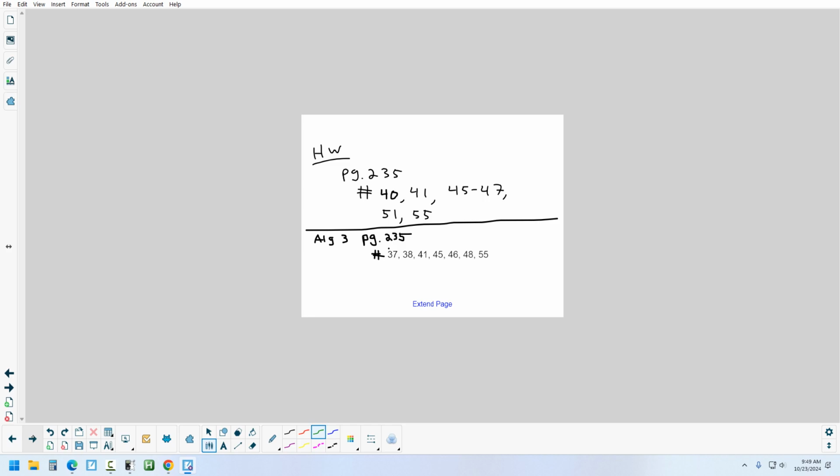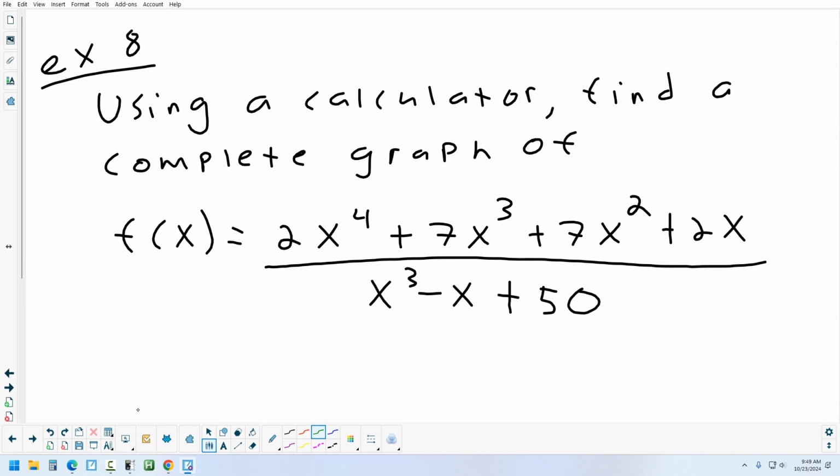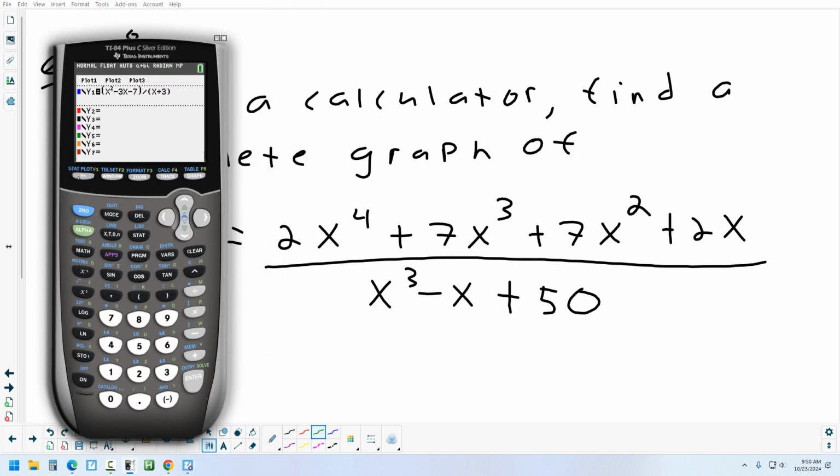Okay, let's look at the last one. It says use a graphing calculator to graph that. Okay, you just want us to graph it and see what it looks like. What I'd be looking for here is the window. Just tell me what window you used. What am I going to need when I type that in? Put it in parentheses: 2x to the 4th plus 7x cubed plus 7x squared plus 2x, and we're going to divide by x cubed minus x plus 50. Okay, and let's do zoom 6.